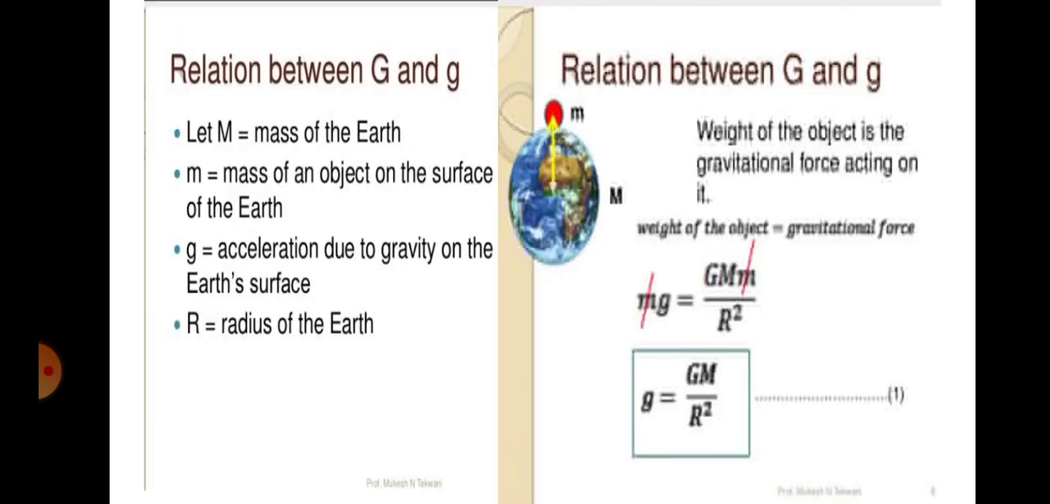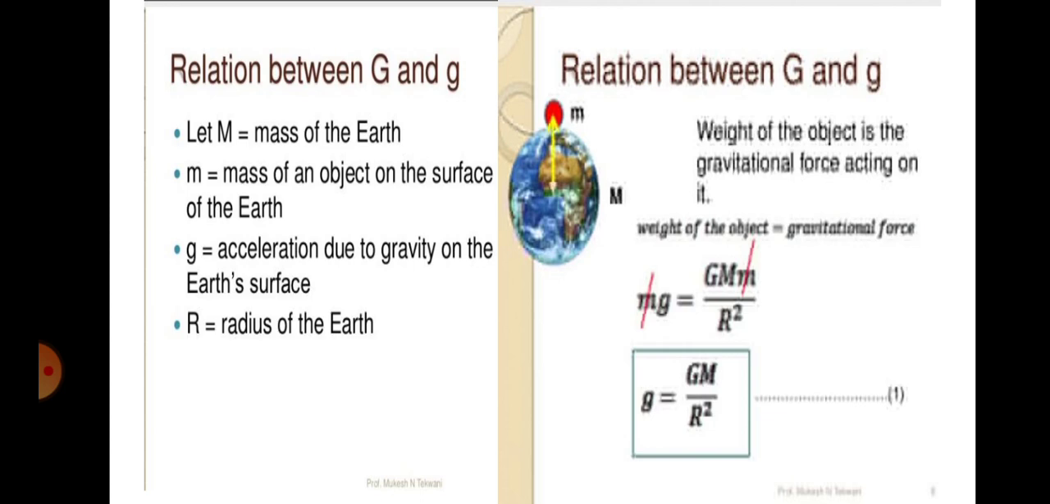Next, the relation between G and g. Capital G means the gravitational constant, small g means acceleration due to gravity. For example, consider an object placed above the surface of earth, the red mark. Consider that the object has mass small m, and capital M is the mass of the earth. This object is placed above the surface of earth.